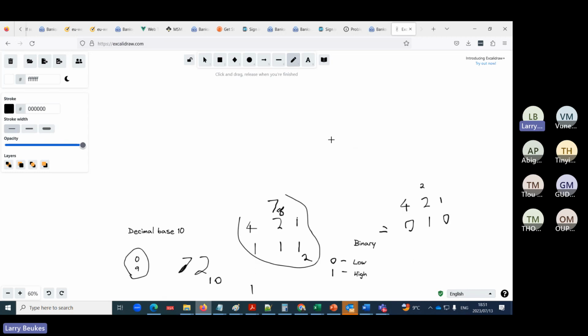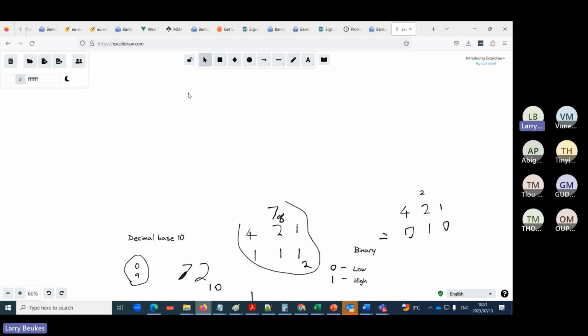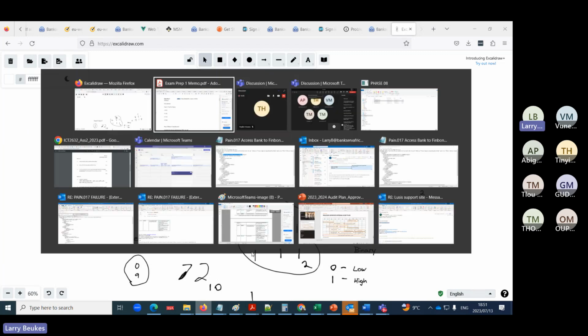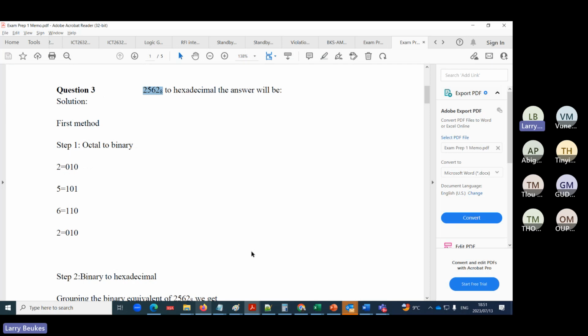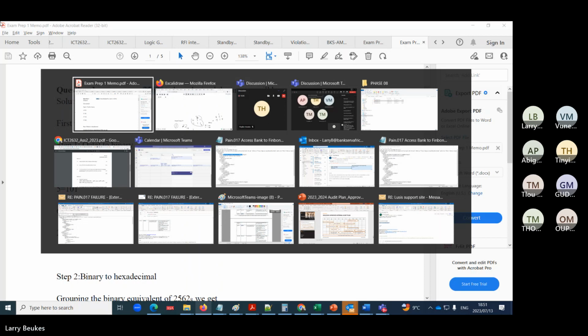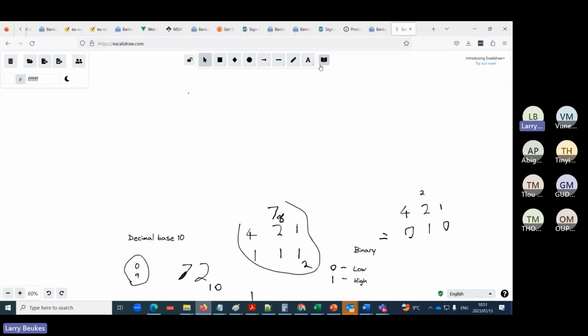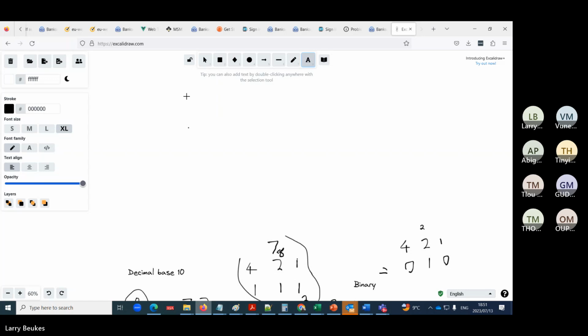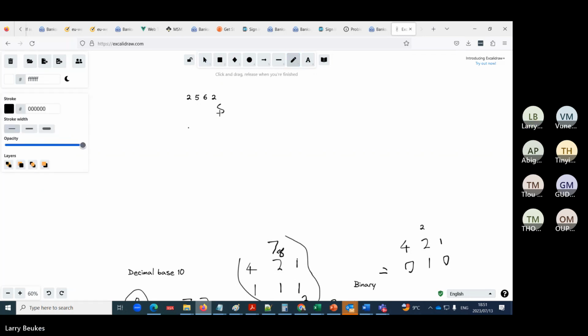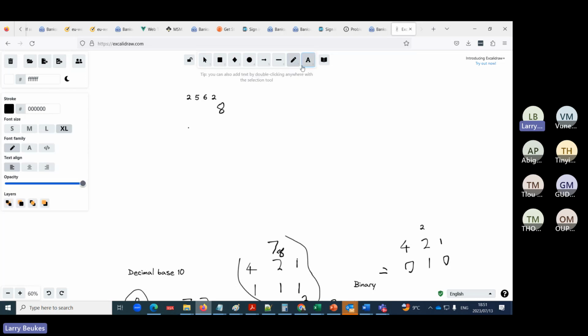Okay, let's copy the whole thing. What was that? So that's 2562, octal, right? We know a 2 is 0, 1, 0.